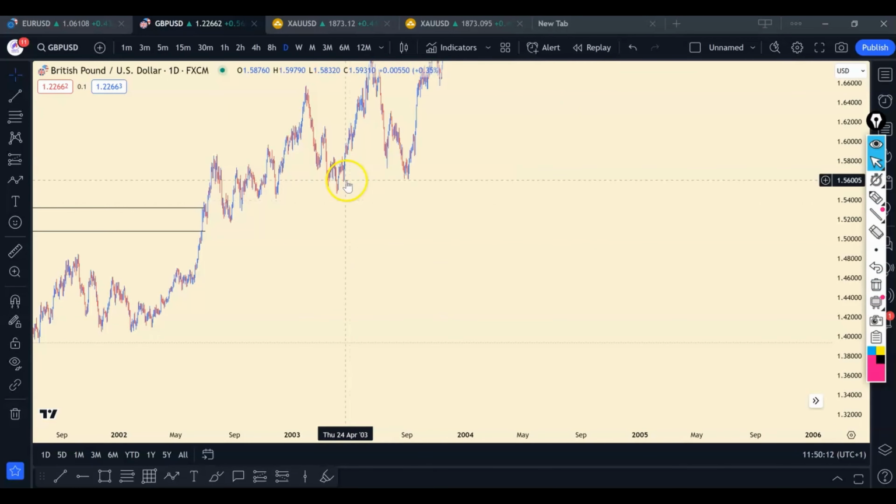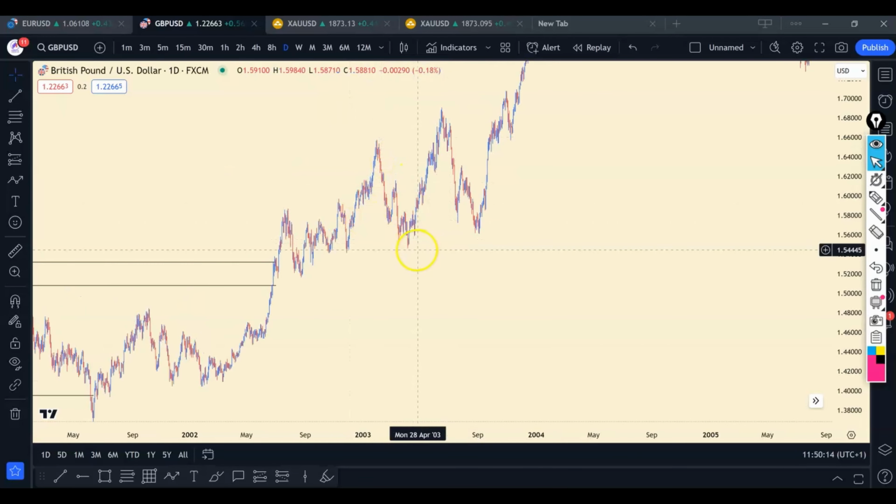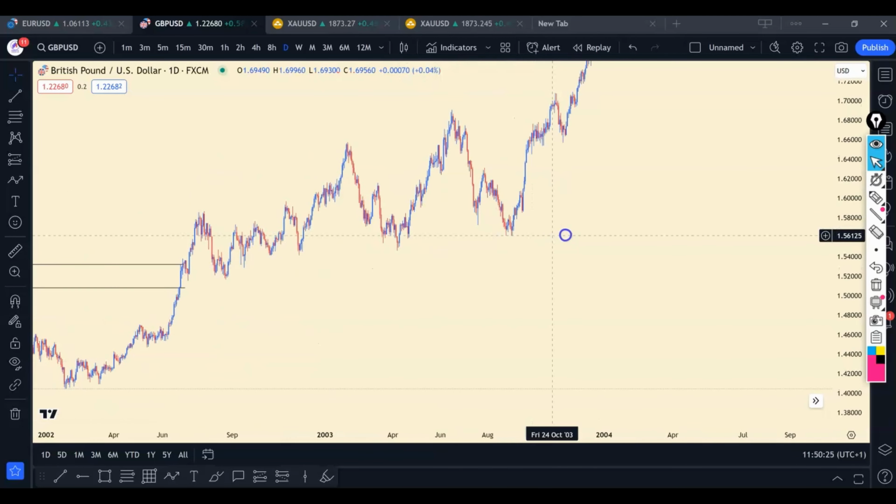Okay, it didn't take it. So from there, you can see the advanced nature of this pullback. Not just a single leg coming down and then it's easy to read. Market will not be easy to read most times.